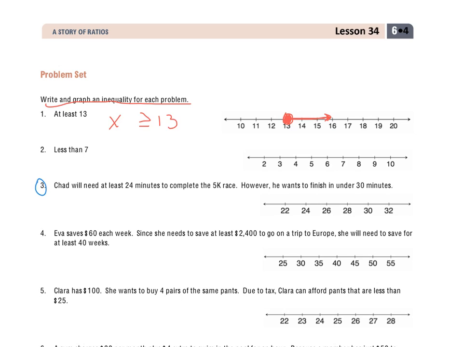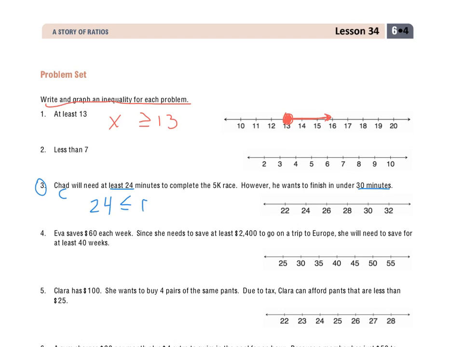And 3 says, Chad will need at least 24 minutes to complete the 5K race. However, he wants to finish in under 30 minutes. So, he needs at least 24. And I'm going to use a C for this one to represent Chad. So he needs at least 24, but he might need more minutes.